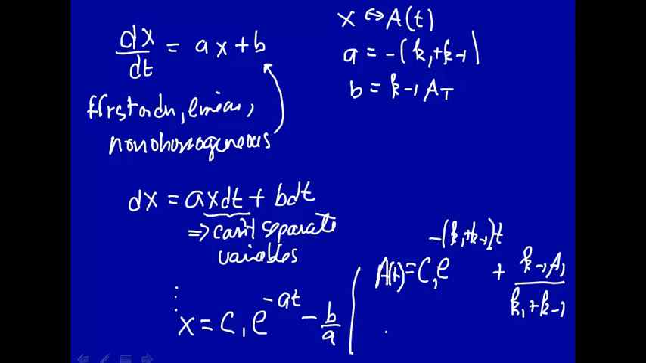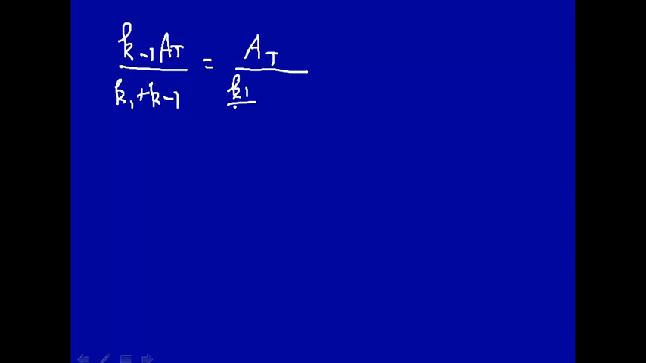So A will decrease exponentially with time, as we expected as a first order reaction, but we have these additional things here. Well, let's look at this term in a little more detail and see what we can say about this. So we have, let's write that term, k minus 1 A total divided by k1 plus k minus 1. Let's divide both the numerator and denominator by k minus 1. This is just A total over k1 over k minus 1 plus 1. And this we said was the equilibrium constant. So this is just equal to A total divided by 1 plus the equilibrium constant K.